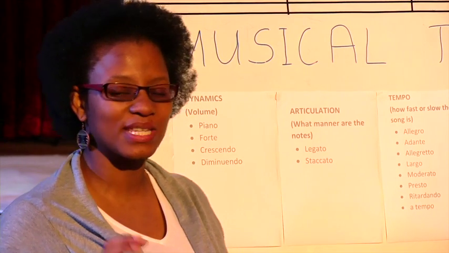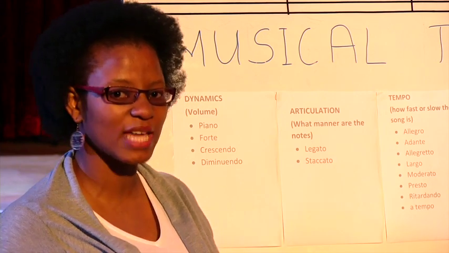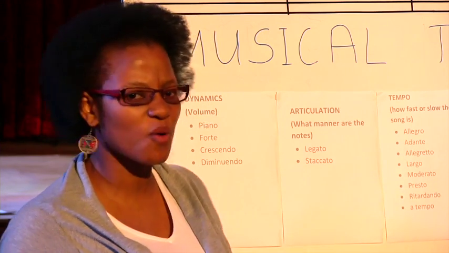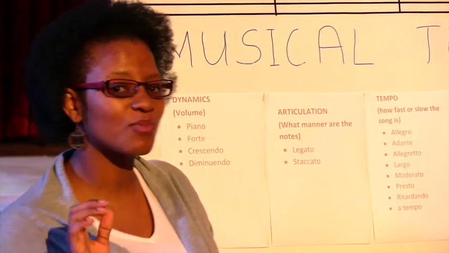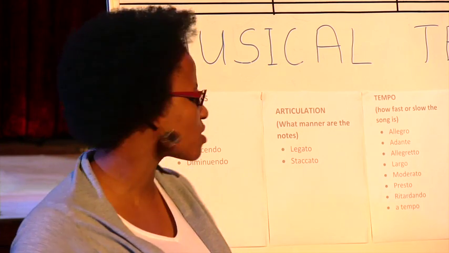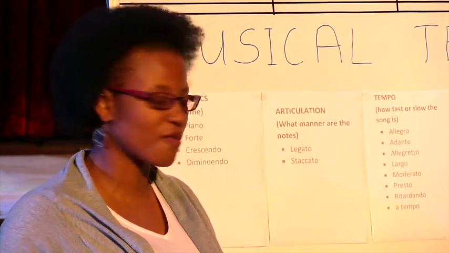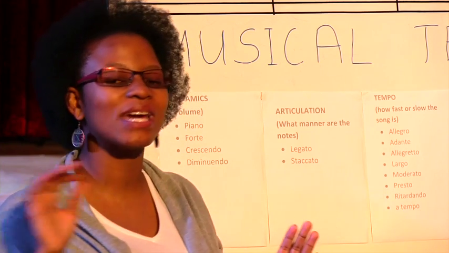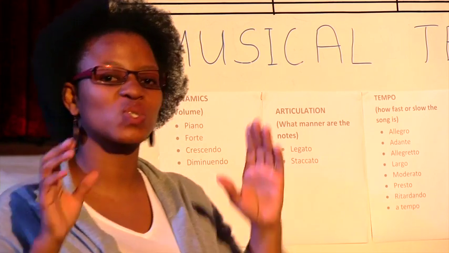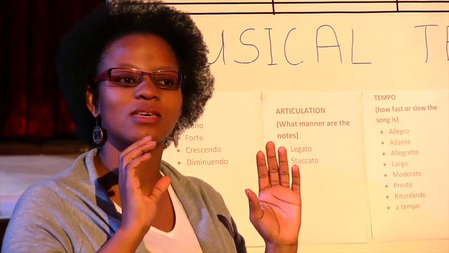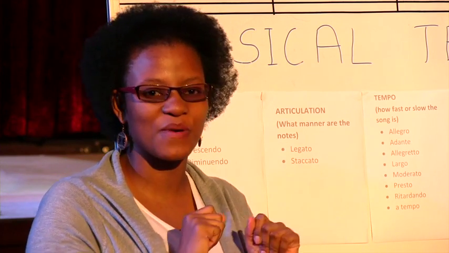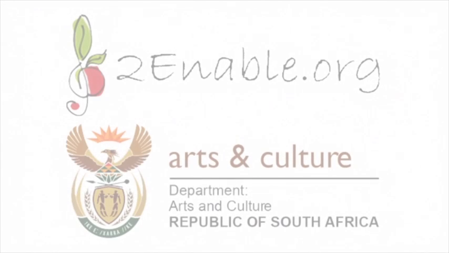What they just demonstrated right now is the different tempos that a song can be in. It can be in allegro, which is fast. It can be in andante, which is a normal walking pace. Allegretto, which is fast, but not as fast as allegro. Largo, slow. Moderato, moderate speed. Presto, which is very, very fast. Ritardando, where it's usually at the end of the song, where the song gets gradually slower. And a tempo, where a song was in a certain speed, then it went out of that speed or that tempo, then it's coming back again into the original tempo. Thank you.